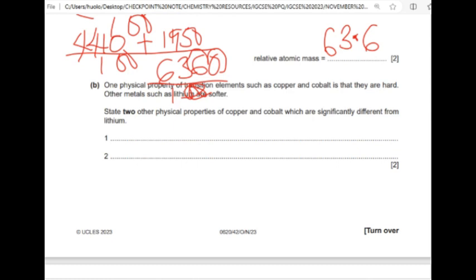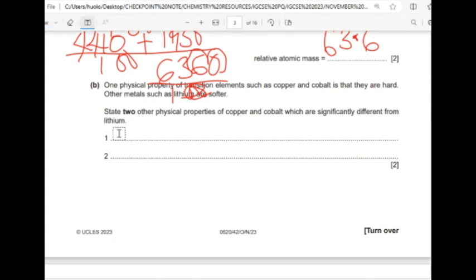Okay, so you see, if you put lithium in water, it's going to float, but you can't try that with the same mass of copper or cobalt. Get the same mass of lithium and the same mass of copper, put them in water, lithium is going to float, the copper is going to sink. Okay, so that's about density.